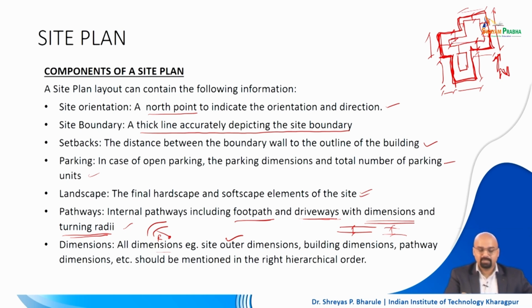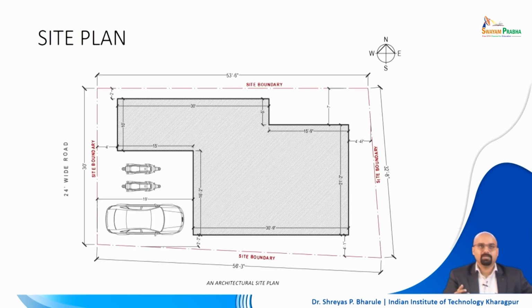Next, all the pathway dimensions are to be mentioned, all the water bodies dimension are to be mentioned, all the hardscape and softscape dimensions are to be mentioned, and this is done in the hierarchical order, right, meaning that the longest dimensions go on the outside of the drawing, right. We will look at an example. So, the longest dimension will obviously be the site dimension, then within that is the building dimension, within that is the hardscape, softscape, within that is the pathway dimension, so on and so forth, right.